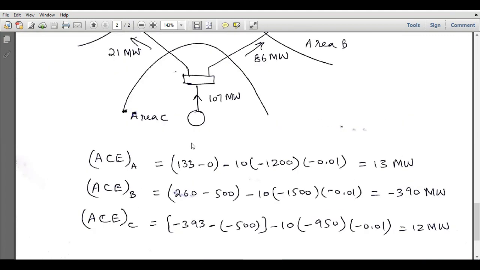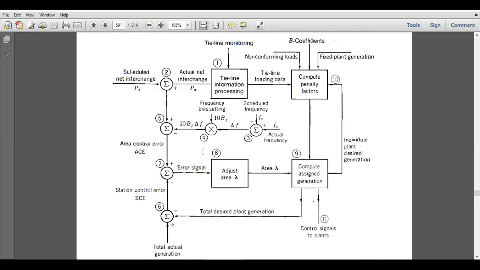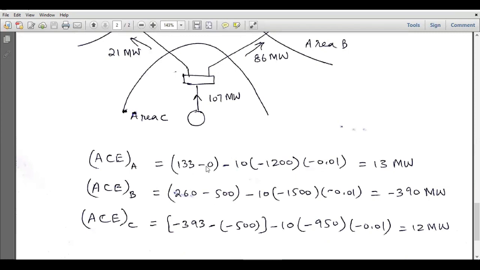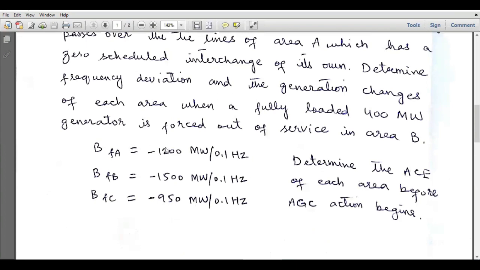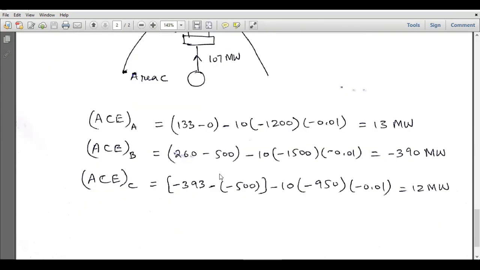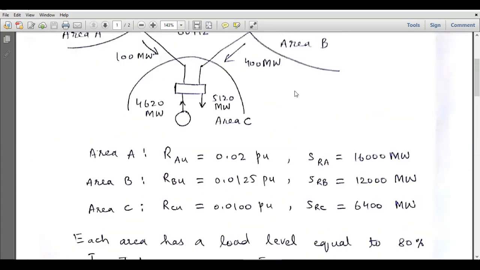Now we have to calculate the area control errors of all the three areas. Area control error is equal to PA minus PS, actual net interchange minus scheduled net interchange. So this is PA minus PS minus 10 BF into delta F, right? So this is 10, this is BFA, which you can see over here. BFA is minus 1200 megawatts per 0.01 hertz. So this is actual net interchange. Actual net interchange means the interchange power after that fault incident.